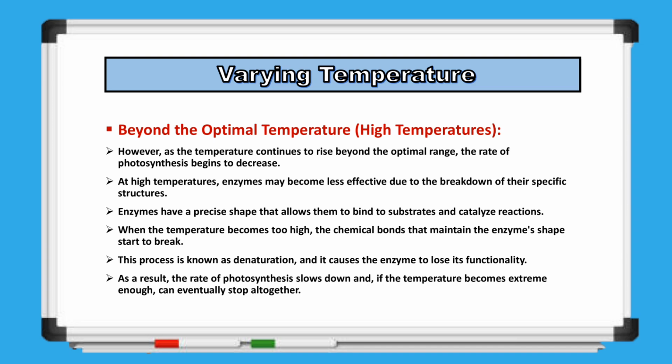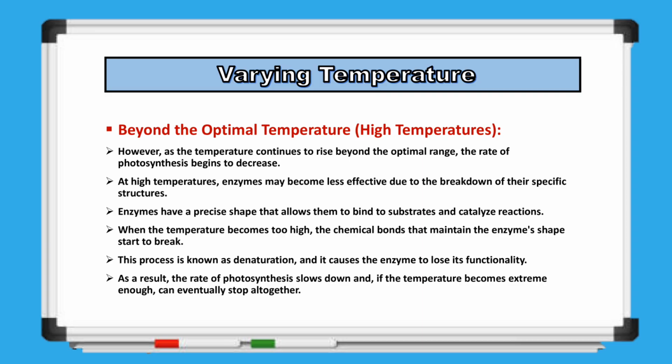And also, let's see what happens when the temperature goes beyond that optimal point. At first, a rise in temperature helps, yes, but only up to a limit. Once it gets too hot, the rate of photosynthesis actually begins to drop. But, why does that happen? Well, remember that photosynthesis relies on enzymes, and these enzymes have a very specific shape that allows them to bind with their substrates and carry out the chemical reactions.